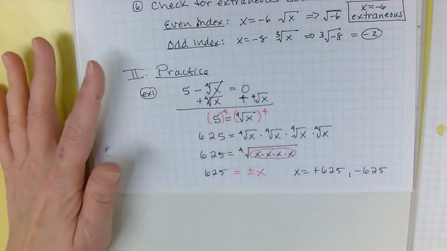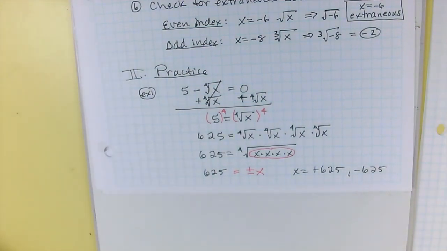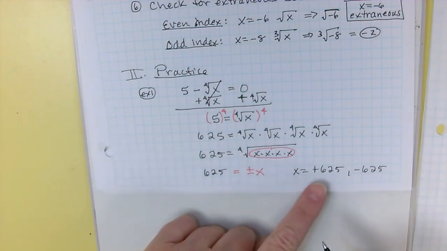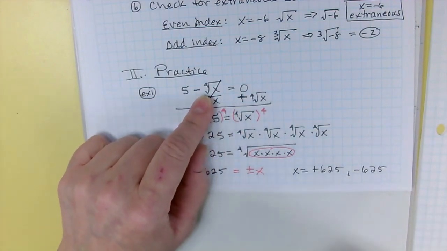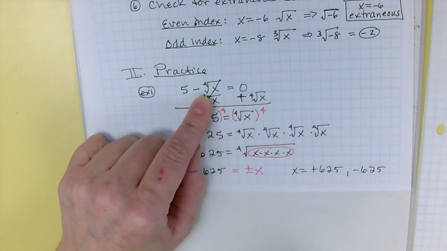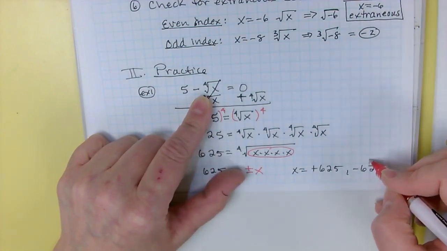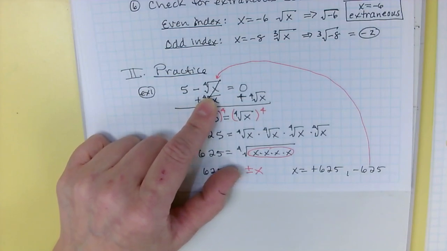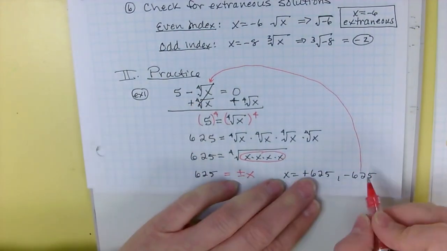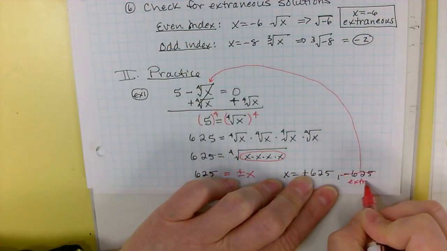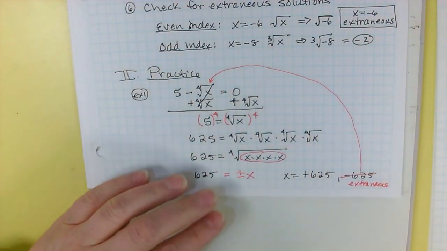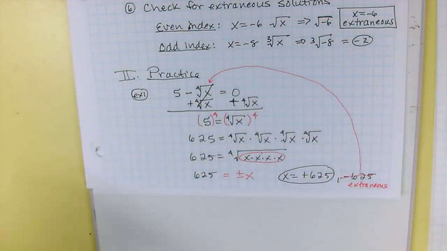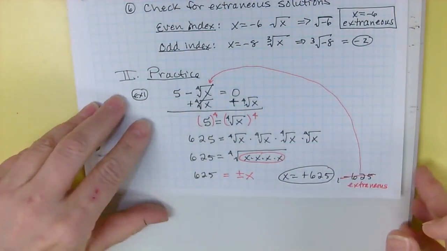Now, here is where we're going to check to see if either one of those is extraneous. So going back to the original equation, I do have an even index, which means you can't have a negative number with an even index. If I substitute the negative 625 in there, I will have a negative number under an even index. So this one is extraneous. And there is only one correct answer. X equals positive 625. All right, let's do another one.